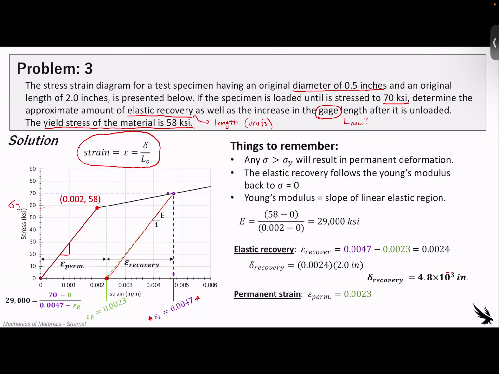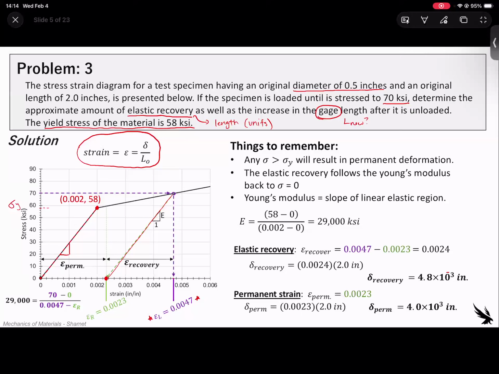Now, the permanent strain, let's say if it was asking for this, what is the permanent strain? It is asking as well for the increase in length of the gauge length. So what is this L new? L new, the new length, would be the original length plus the deformation. This permanent deformation is going to be the strain of 0.023. So the permanent strain is that. The permanent deformation, again a small number, I'm sorry, that should have been to the negative 3 there, but it'd be 0.023 times the original length.